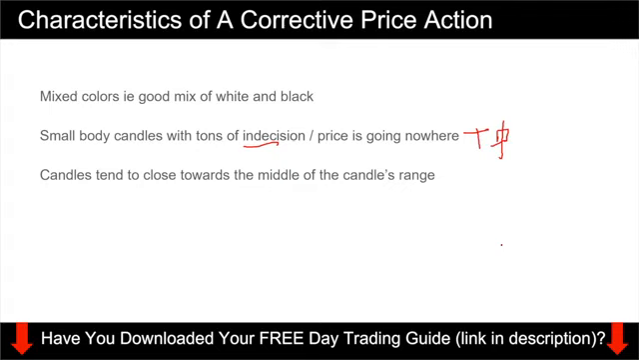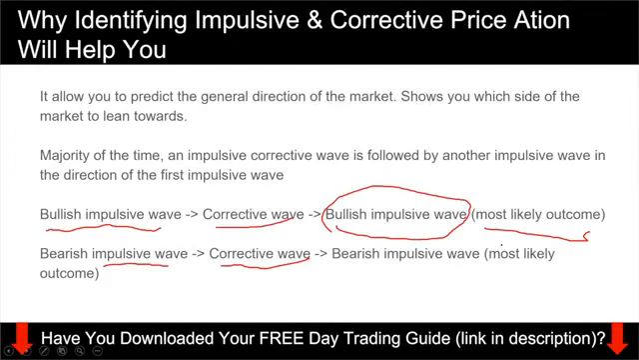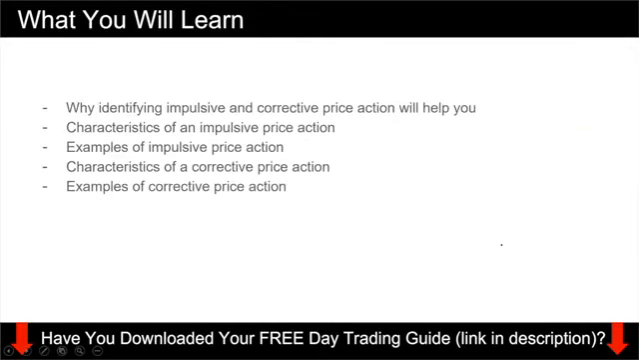So this is how you identify the corrective price action. As a summary, I started this video by sharing why you need to identify impulsive and corrective price action: because impulsive price action, then corrective, is likely to be followed by another impulsive movement. So it helps you predict the direction of the next movement and be on the right side of the market. I went through the characteristics of impulsive price action, which is basically predominantly one color, big, large candles, and candles closing at the high or low of the candle's range. I gave you some examples.